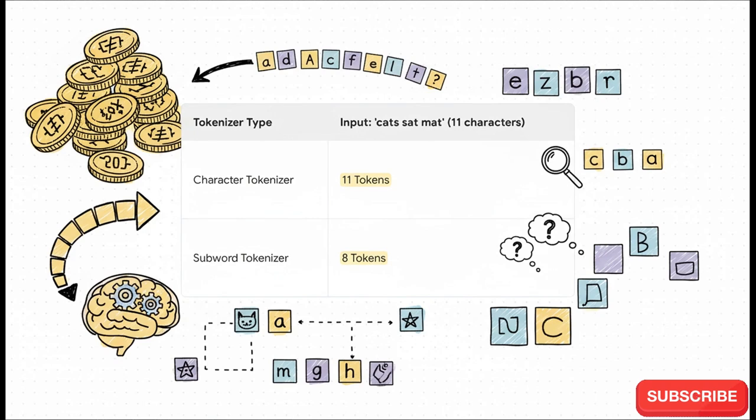With a character tokenizer, the phrase cat sat mat, 11 characters, becomes 11 separate tokens. But a smarter subword tokenizer can represent that same phrase in just 8 tokens. And fewer tokens always means less work for the LLM and a smaller bill for you.